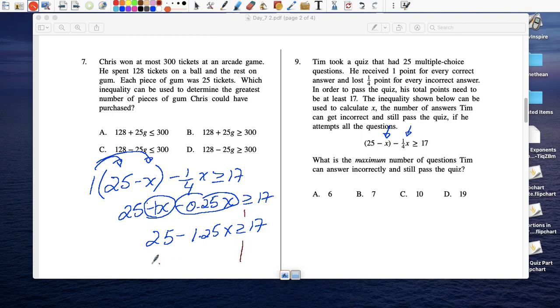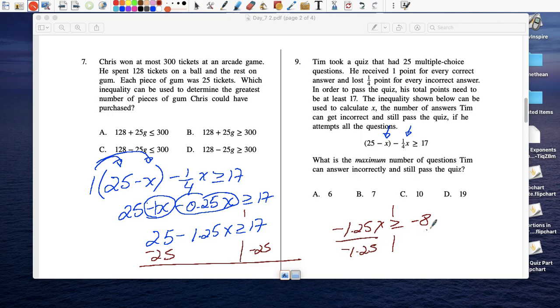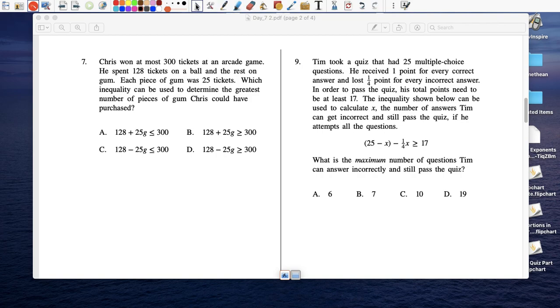So line in the middle, minus 25, minus 25, and we're left with negative 1.25x greater or equal to negative 8. We gotta divide both sides by negative 1.25. That simplifies to 1. X is less or equal, remember, divided by a negative number, flip the sign the other way, and we got negative 8 divided by 1.25, and we get 6.4. So any number that's less than 6.4 will make that inequality true, and it's just this one. So the maximum number of questions that he can answer correctly and still pass his test is 6. Right? Anything above that, he fails.